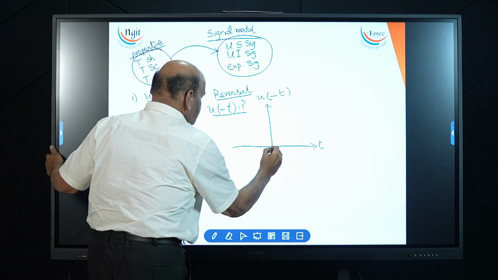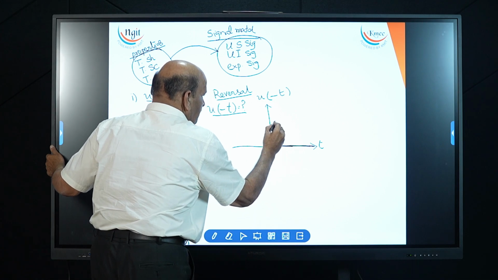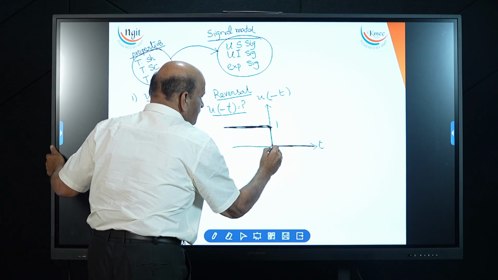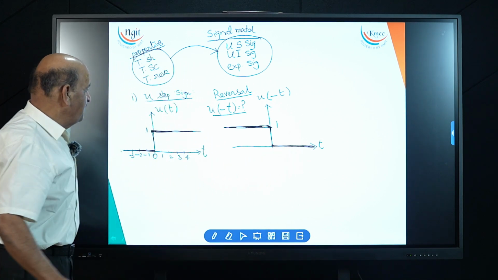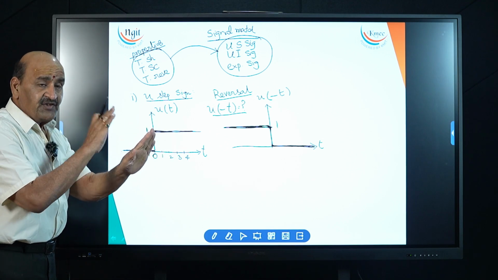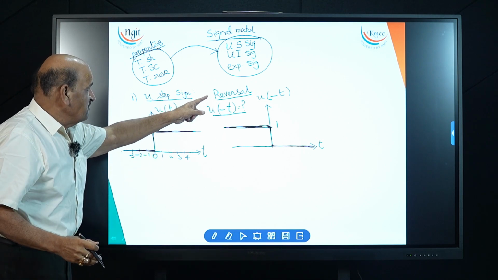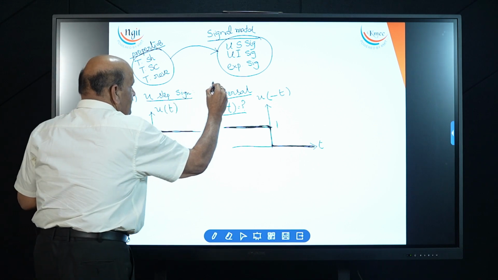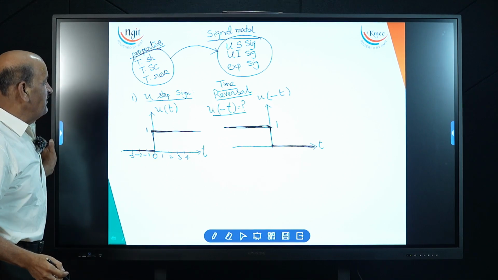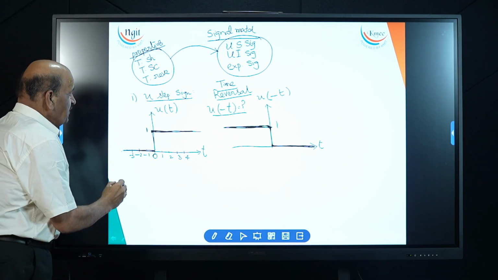So here it will be like this, a thick line. Here it is 1. Look at time reversal: this one is quite opposite to that one. This is the time reversal property. Actually they concentrate mostly on this one. This is called the time reversal property of the unit step function. This is one of the important things. The remaining things are all shifting only, no problem.